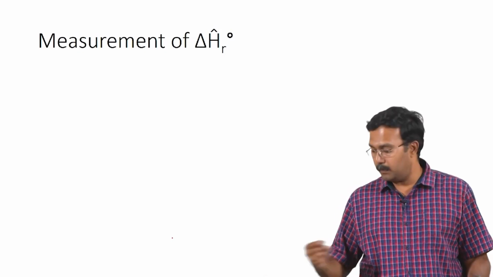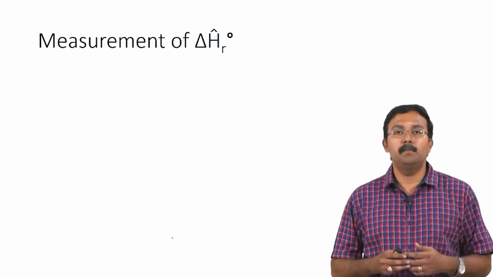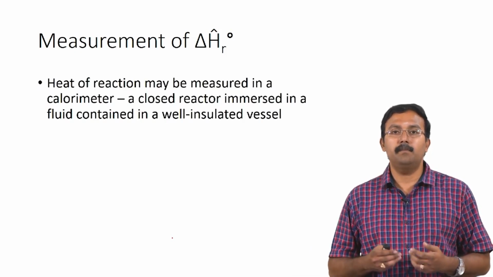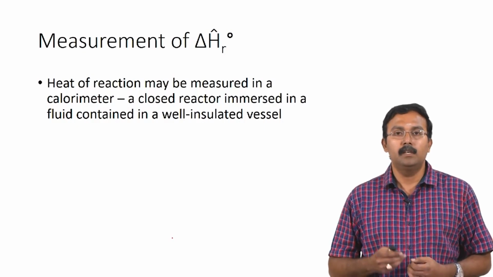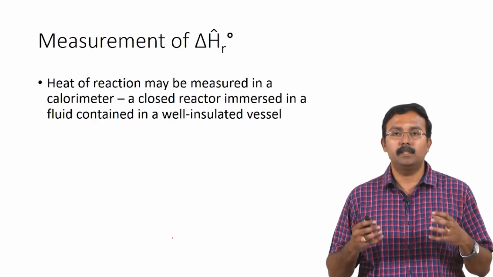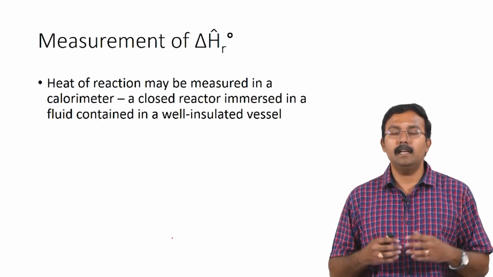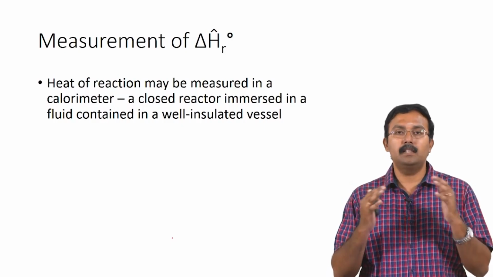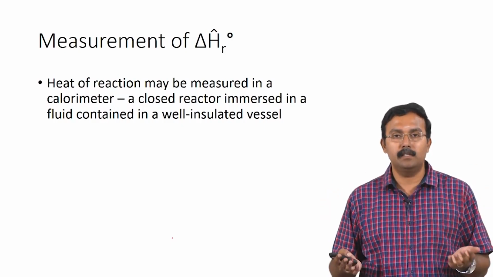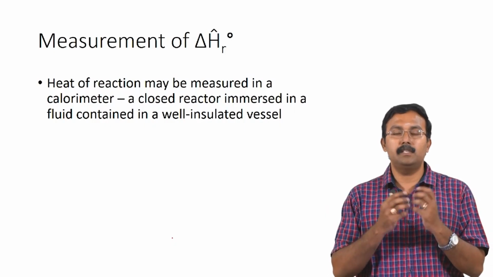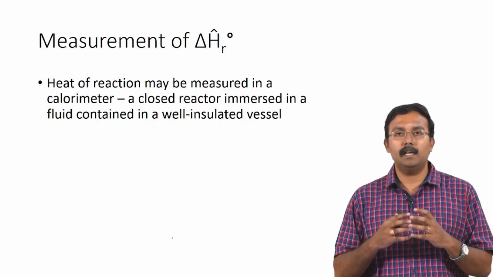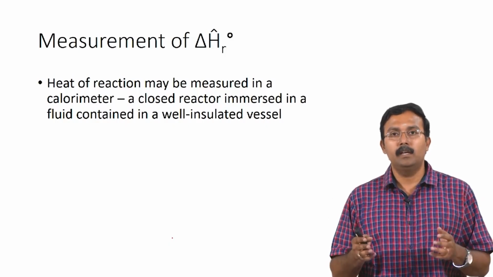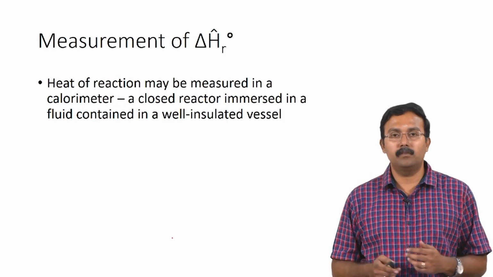So we have been using the specific enthalpy value which is available from the tables, but how is this usually measured? Heat of reaction can be measured using a calorimeter, which is a closed reactor which is immersed in a fluid contained in a well insulated vessel. So you have a reactor which is surrounded by a fluid, and this fluid is covered by a well insulated system, so that all the heat which is generated or lost during the reaction is transferred to the fluid around it, and nothing is lost to the surroundings outside of the fluid.